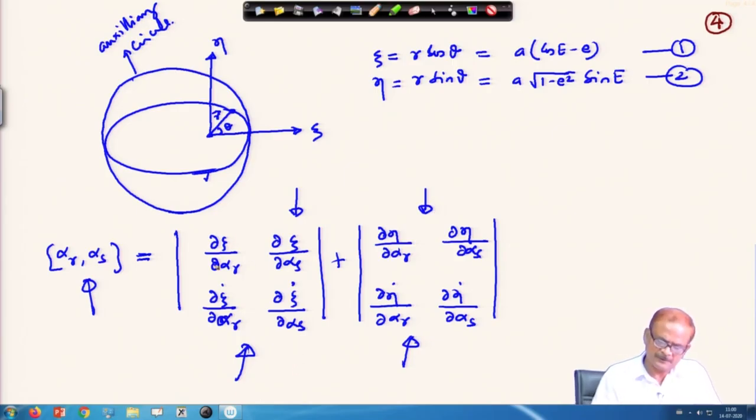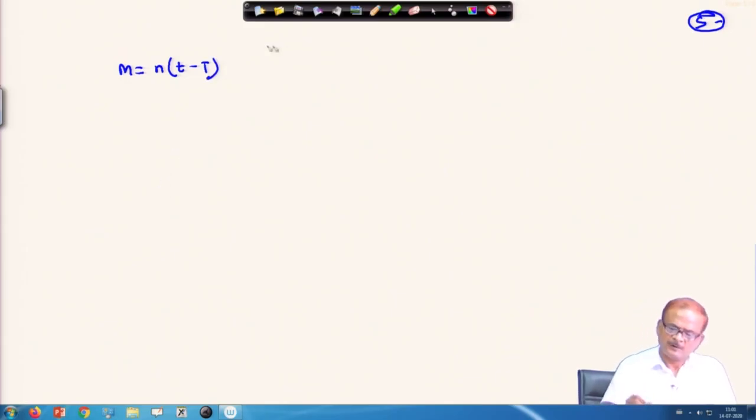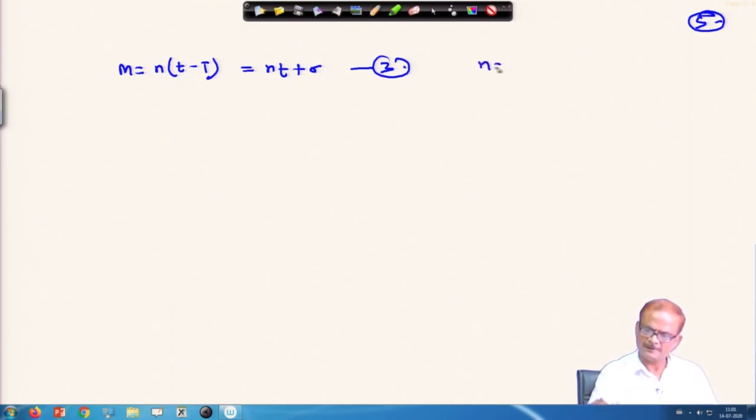For evaluating each of them, where are we going to use this? We are going to use this in finding out quantities like A e, A t, etcetera. Also we have M equal to n times t minus tau, which can also be written as n t plus sigma, as we have written earlier. So this is our third equation, and n equal to root of mu by a cube, or n square equal to mu by a cube. These are some of the information we can use to solve this problem.